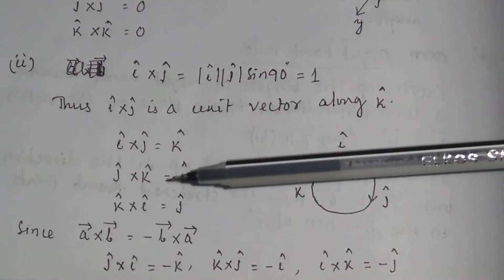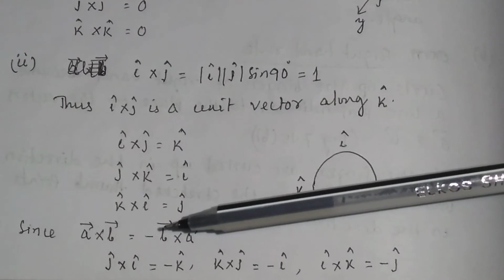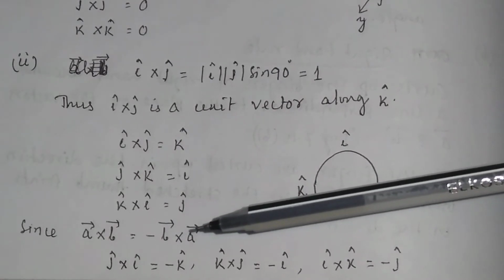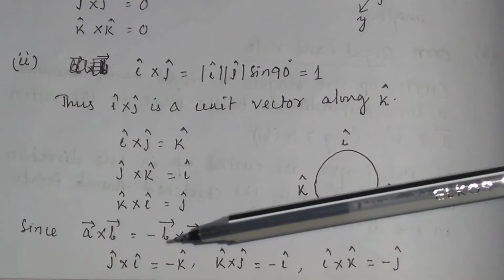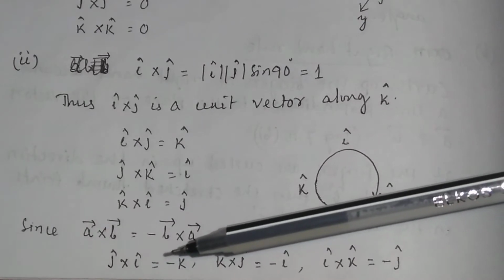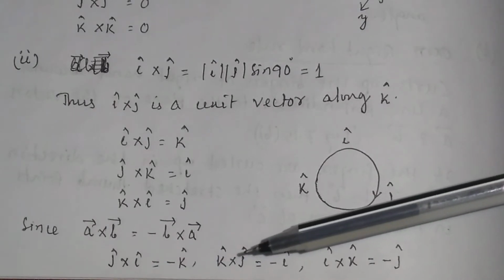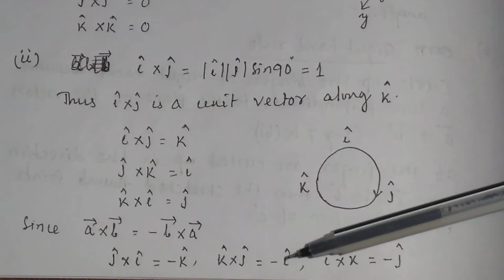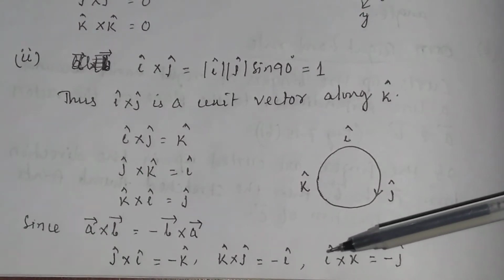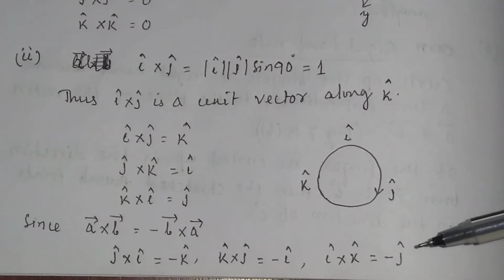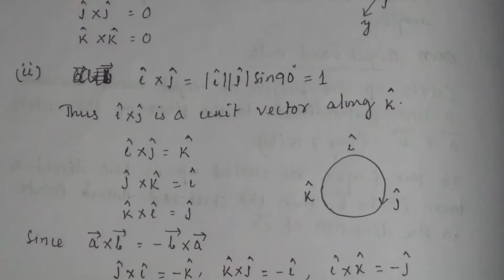Similarly, we can write, because A cross B is equal to minus of B cross A, j cap cross i cap will be equal to minus k cap and k cap cross j cap will be equal to minus i cap and i cap cross k cap will be equal to minus j cap.